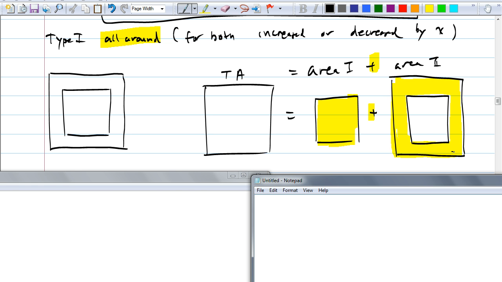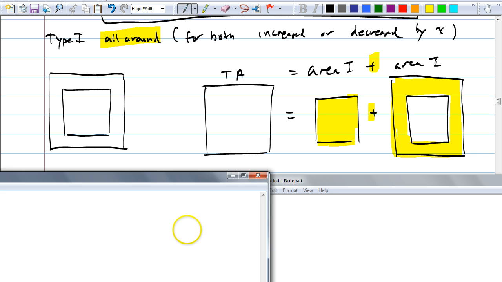Would you not agree? So this doesn't matter whether you're doing the area increased by x or decreased by x. The total thing is, of course, equal to the rectangle plus, you could call it the frame or something, the frame. Right? That's the area that was increased or decreased. Correct? Is that okay? Does that make sense? All right.